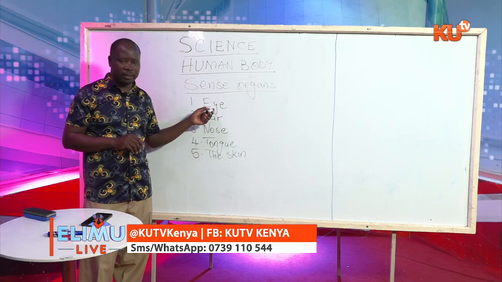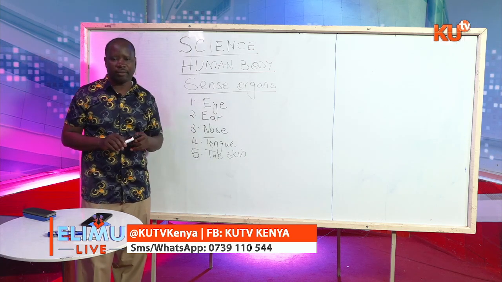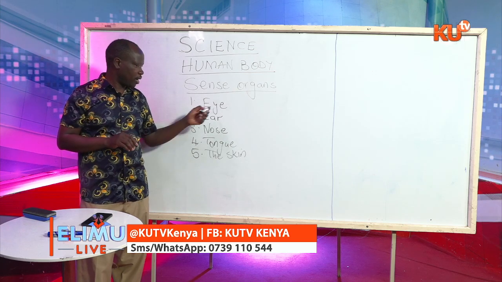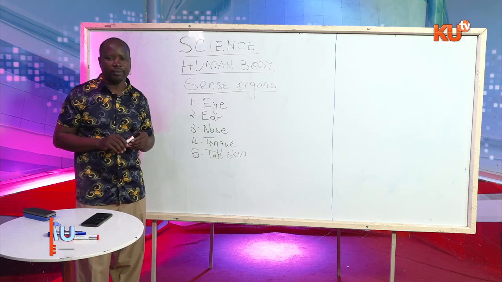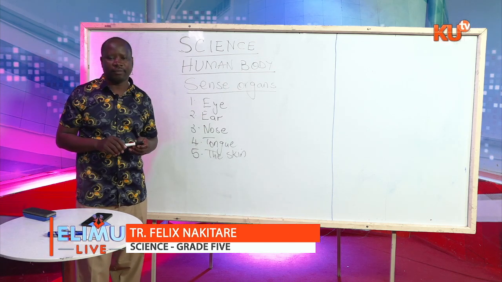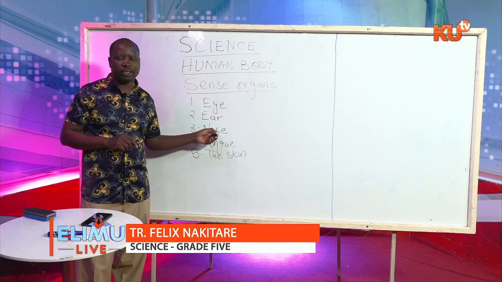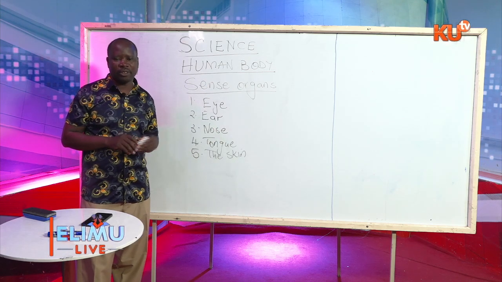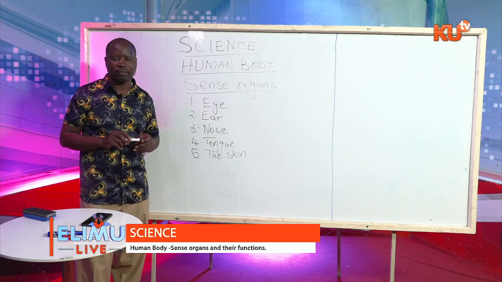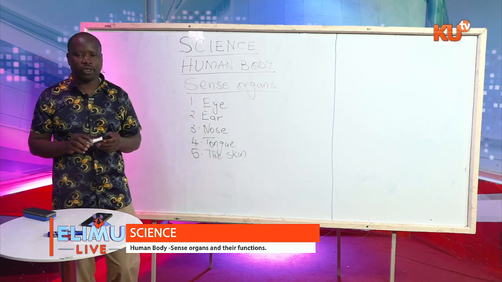So look at your friend and see how the eyes look like. In pairs or in groups, look at the eye. You can also look at the ear of your friend. You can also look at the nose. Look at the shape of the nose. Show your friend as your friend also shows you.